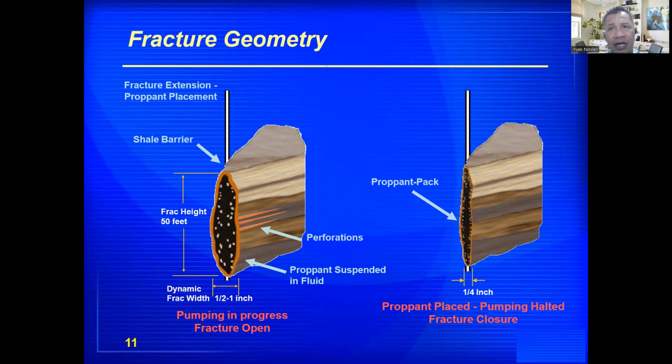We actually have a tumbling effect, but because we are pumping slick water, we can actually move the proppant out into the shale. If you look at the left hand side, you basically see what it looks like here is a fracture. You can see that with pumping in progress, the fracture is open and it may be a half to 1 inch wide in width. And you can see the shale barrier.